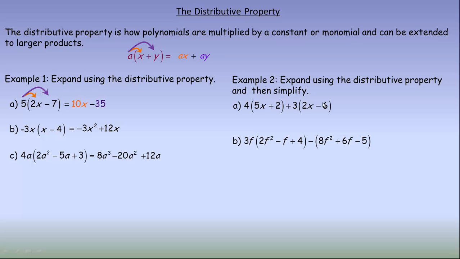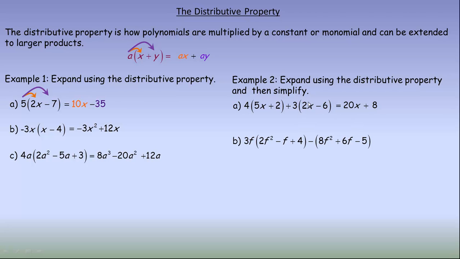In example number 2, it says expand using the distributive property and then simplify. There wasn't an "and then simplify" in the last one because there were no like terms to combine together, but there will be in these two examples. So the first one, we would first expand the 4, or distribute the 4 into the 5x plus 2. So 4 times 5x is 20x, and then 4 times 2 is 8. Both those are positive, so it would be plus 8.